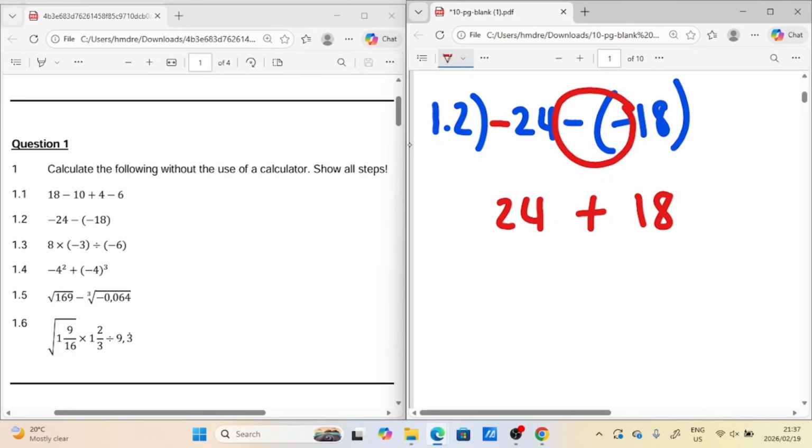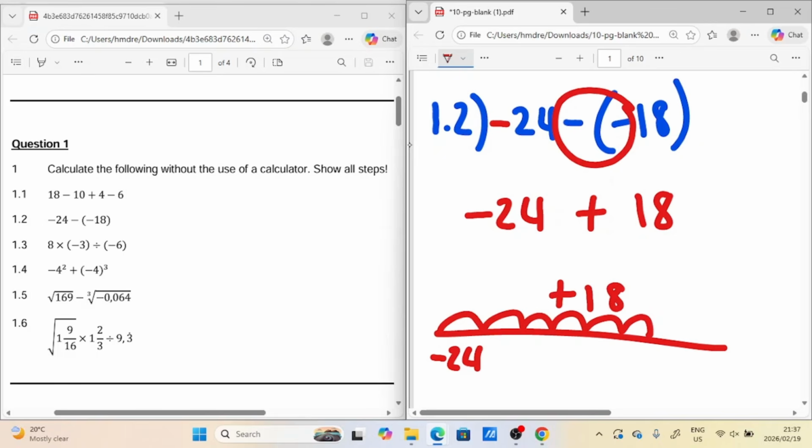Sorry, negative 24. I forgot that negative. That's a common thing when you're copying questions like this, so it's a good reminder to us all. Negative 24 add 18. You can do this on a number line. It is without the use of a calculator, but you should be able to just figure this one out. You can go from negative 24 and count 18 jumps, or what I would usually do is just work out the difference. The difference between 18 and 24 is 6. So this answer is going to be minus 6.